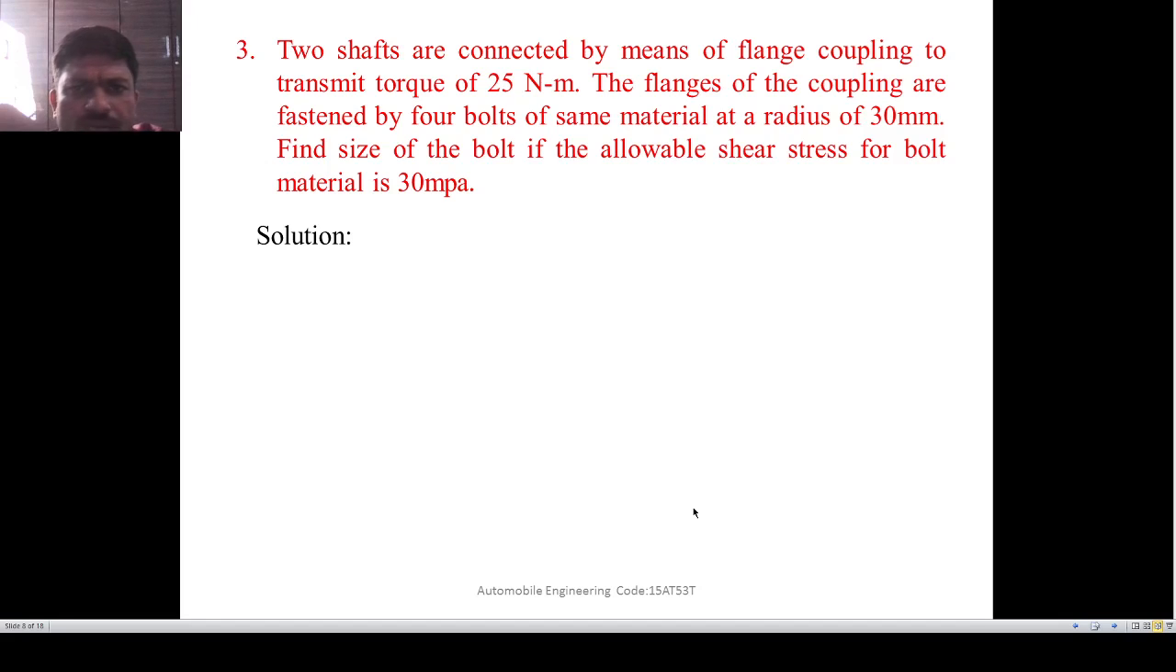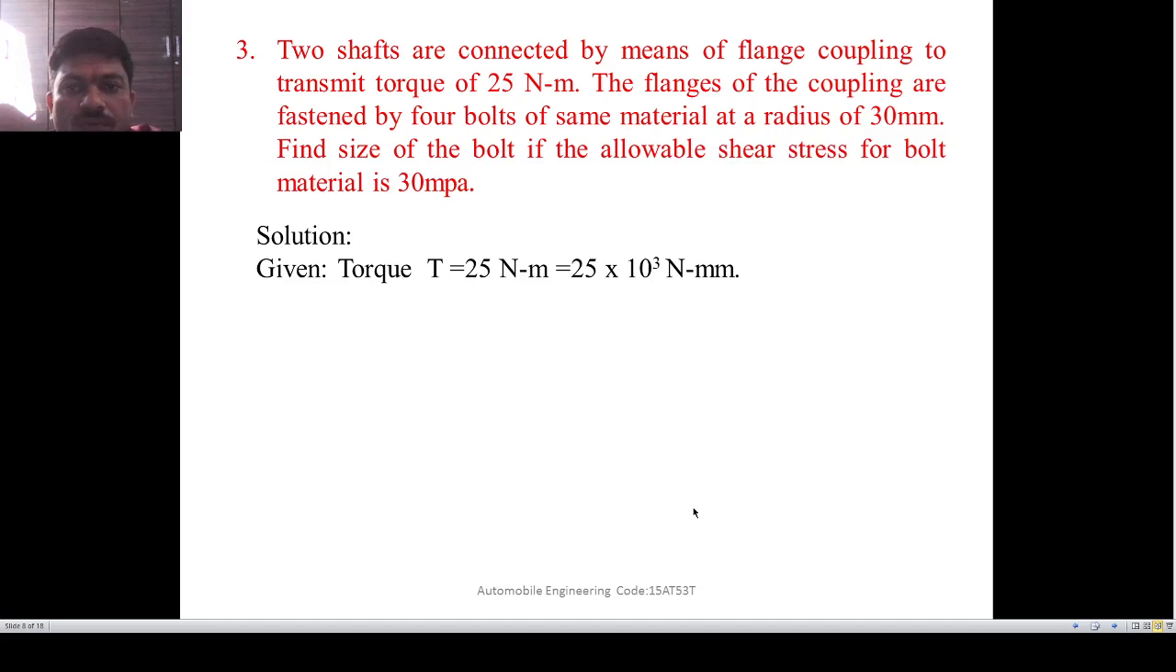Here he has given that two shafts are connected by a flange coupling to transmit the torque. The torque he has given is 25 Newton meter, but we want it in Newton mm. Already we know that 1 meter is 1000 mm, and 1000 is 10 raised to 3. So from that we have converted the torque, T is equal to 25 into 10 raised to 3 Newton mm.